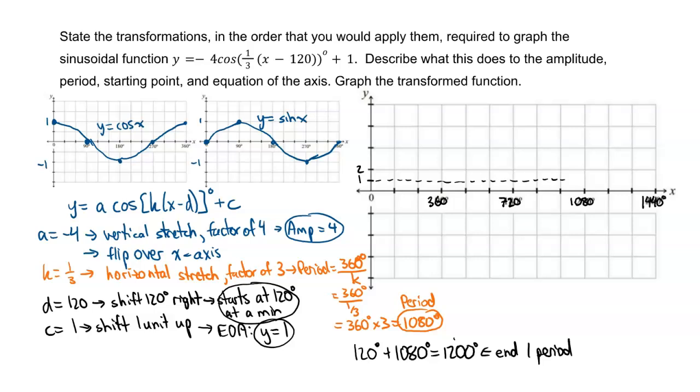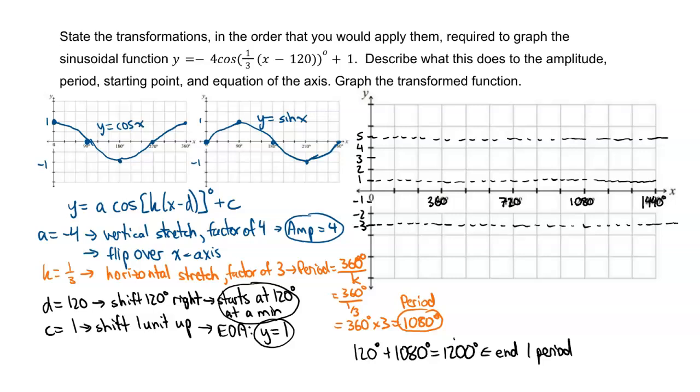So my c value is 1, so that means the equation of the axis is y equals 1. And in order to make this fit, because I'm going to go 4 above and 4 below that, I'm going up by every square being 2. So I'm going from 1 to 5 because my amplitude is 4. So that's going to be the amplitude above the equation of the axis. And then I'm going from 1 down to -3 because that's my amplitude below the equation of the axis.